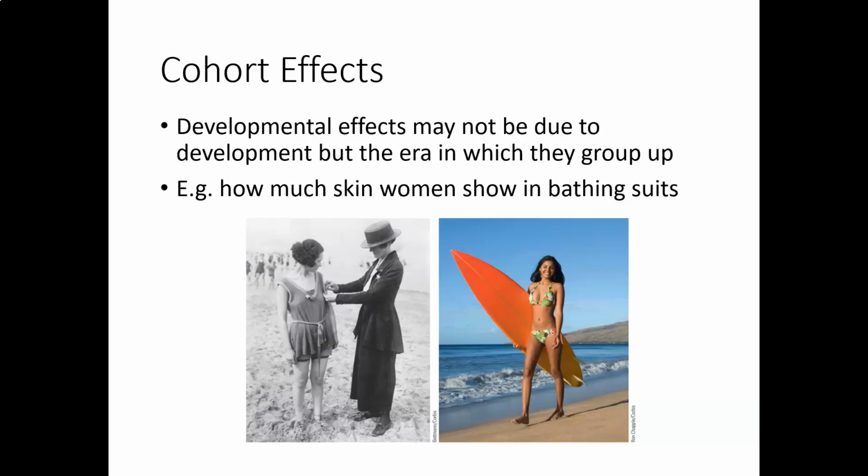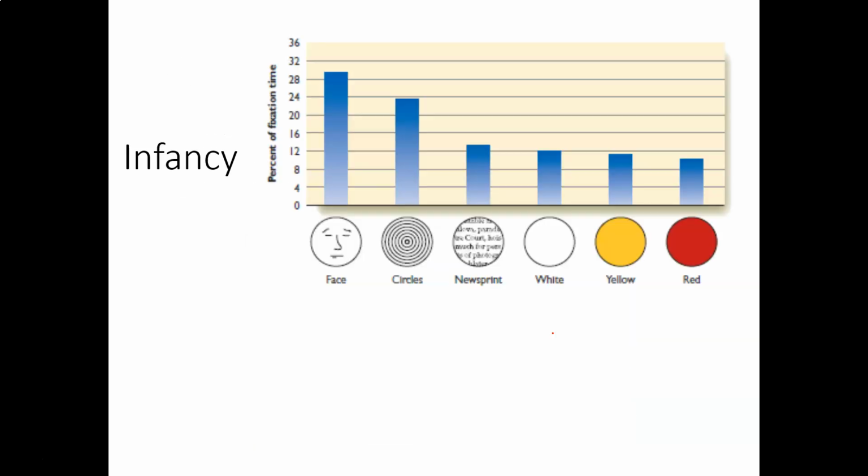Let's talk about some things that psychologists have discovered about infancy cognition. Infants don't do much besides sleep, poop and pee, and eat. They don't have language, they can't communicate other than crying. But what we can do is look and see how long they spend looking at an image, right? So in this particular study, they're looking at the percentage of time infants spent staring at each of these images.